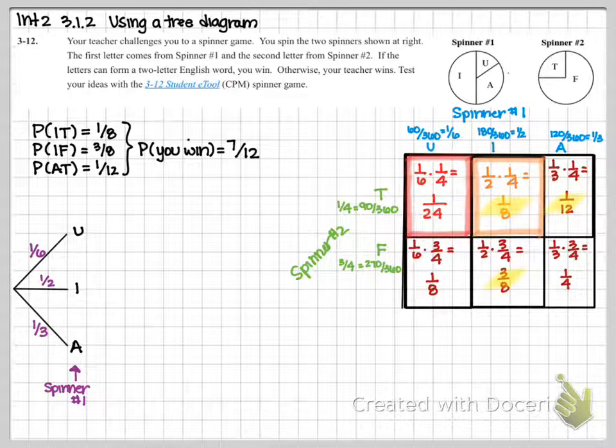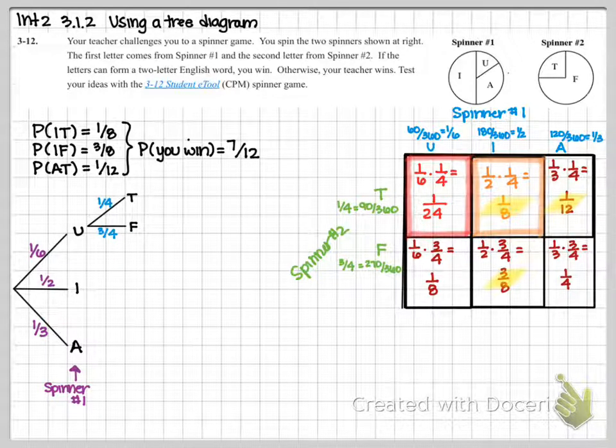Okay, but we're spinning spinner number 1, and then we're going to spin spinner number 2. So off of each one of these, let's say you spun a U. You still have to spin the next spinner. Spinner number 2 had 2 things that could happen. So off of the result of your first spin, you now have the next 2 results. Now you could have spun either a T or an F. And we do the same thing, go down the branches and write down what the probability was. So T was 1/4, and then F is 3/4.